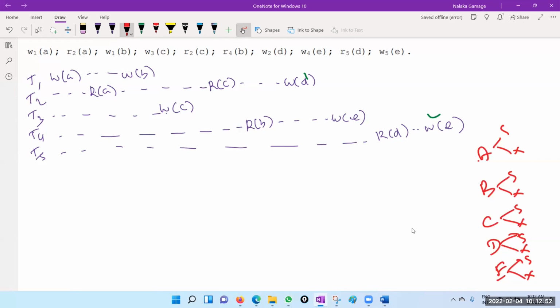Right. Step number 1, write A. So there what will happen? Your transaction 1 will acquire exclusive A. Right, exclusive A is acquired by transaction 1. Okay, so that is write 1A. Then you have the read 1A.